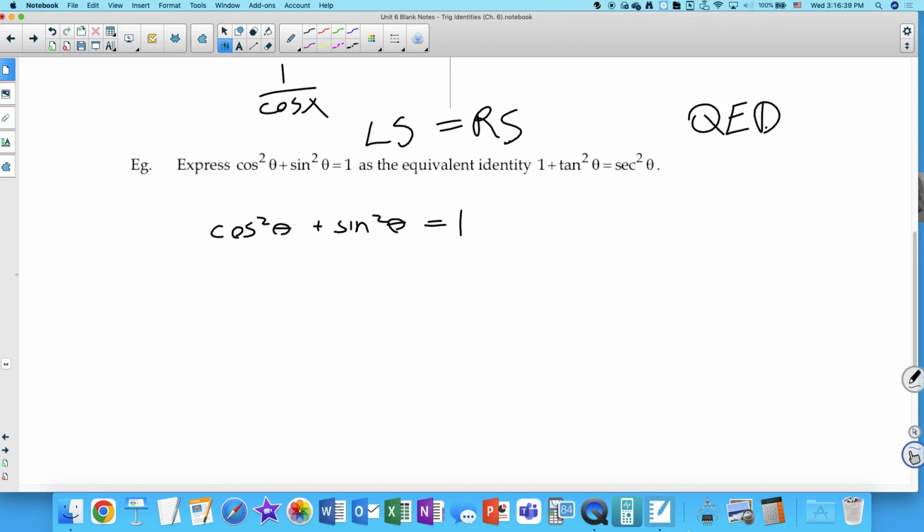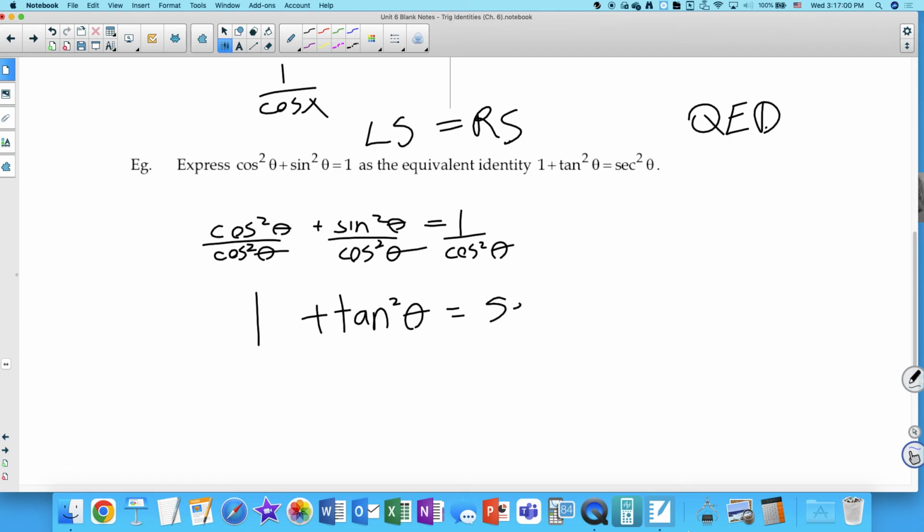Yes. So I'm going to divide this by cosine squared theta. Now, if I do that, I got to do it for everything. There we go. This is 1. Sine over cosine all squared is tan squared theta. Reciprocal of cosine is secant. There we go. And the other version of the Pythagorean theorem works the same way, but instead of dividing everything by cosine squared theta, you divide everything by sine squared theta.